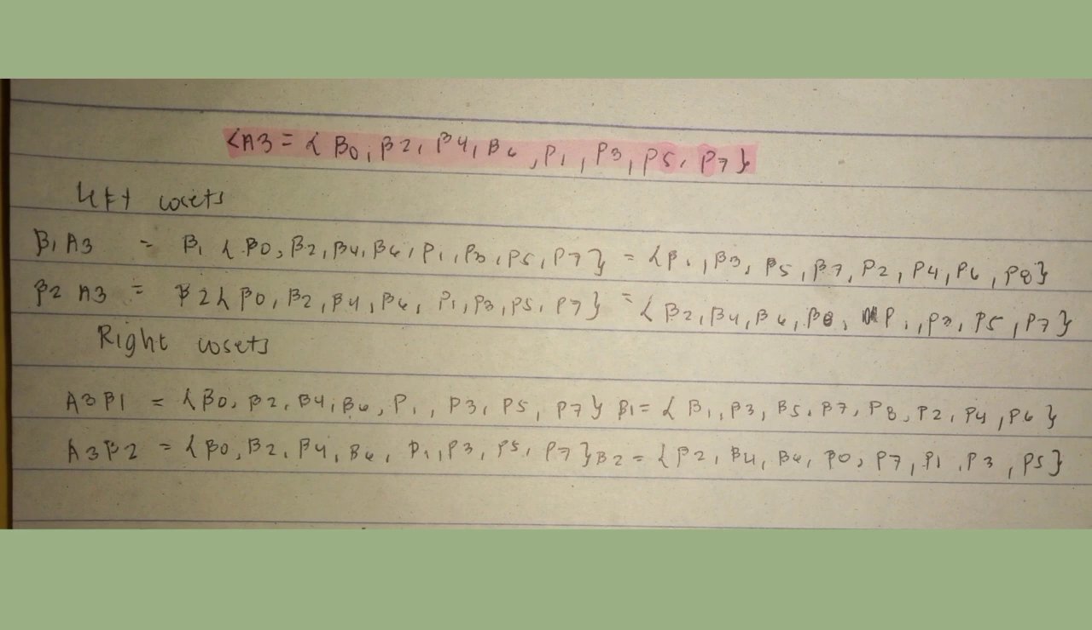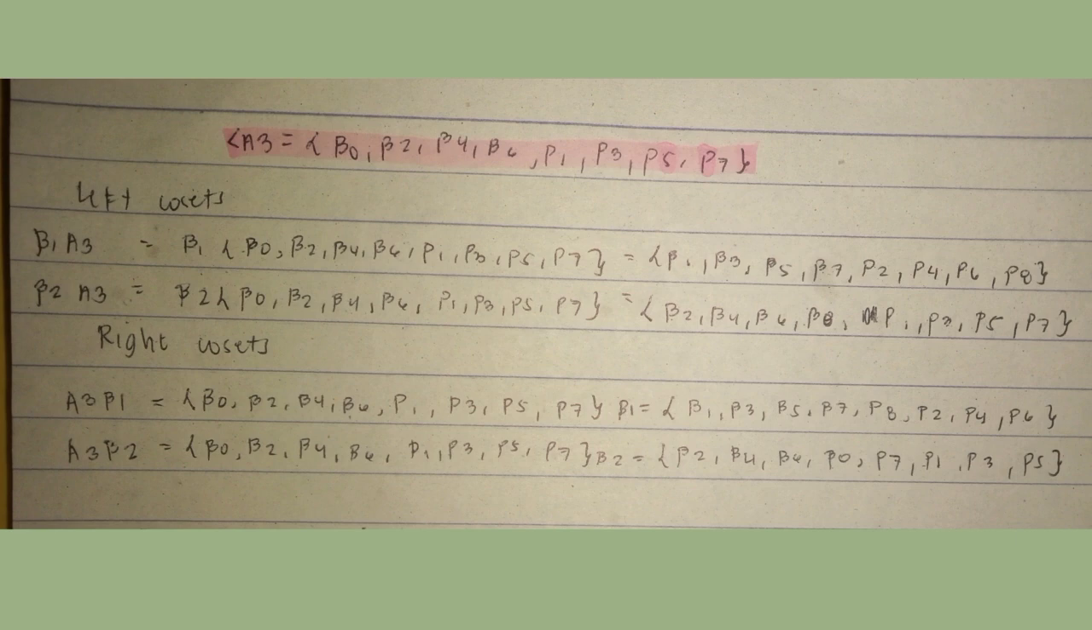Next, we have A sub 3. So on the left coset, we will just multiply B sub 1 to A sub 3. So B sub 1 multiplied by B sub 0, B sub 2, B sub 4, B sub 6, P sub 1, P sub 3, P sub 5, and P sub 7, we will get P sub 1, B sub 3, P sub 5, P sub 7, P sub 2, P sub 4, P sub 6, and P sub 8.